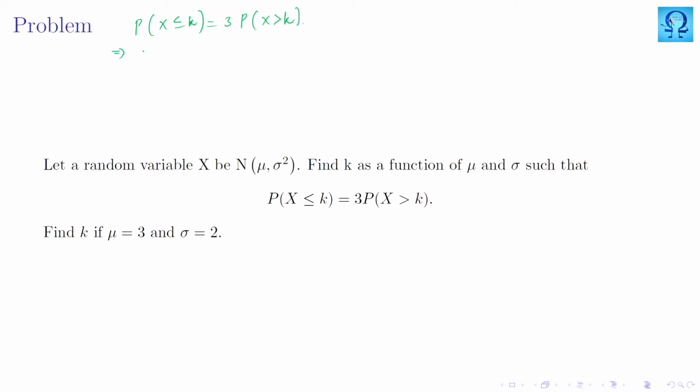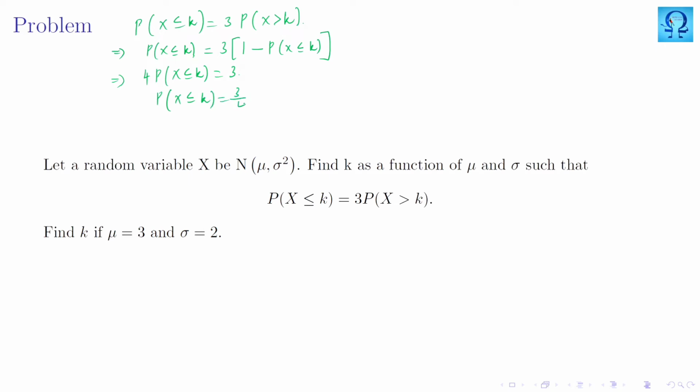Now let us standardize it. Or before standardizing, let me have this one as it is, x greater than k. This means I can write it as 1 minus probability of x less than or equal to k. So that now I don't have two different quantities, I have the same quantity on both sides. If I bring this to this side, I get 4 times the probability of x smaller than or equal to k is 3, right?